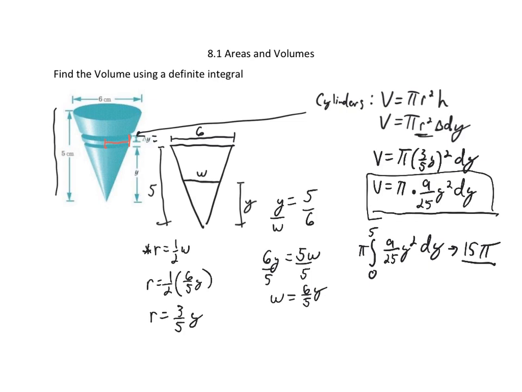But I believe if I asked you, and I think I did in this example, to find it to 3 decimal places, you could simply multiply 15 times pi, and you would get approximately 47.129 centimeters cubed, rounding to 3 decimal places.